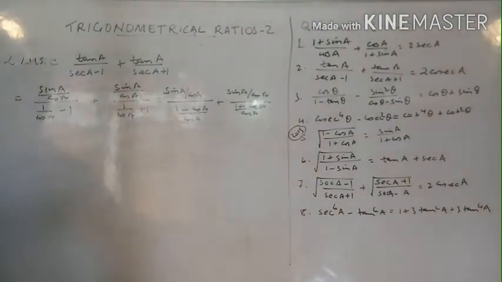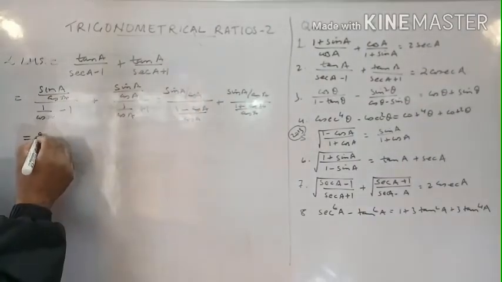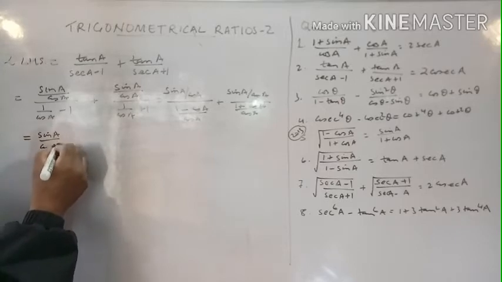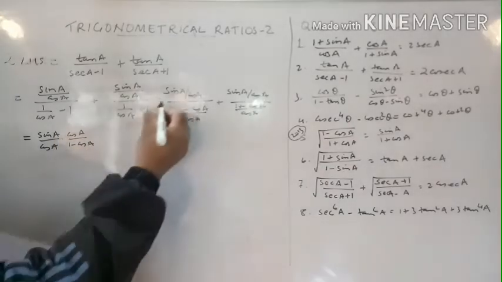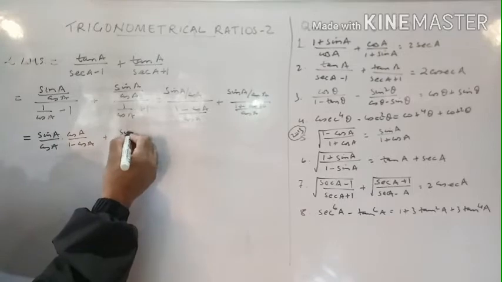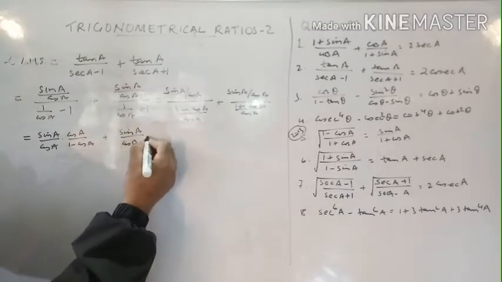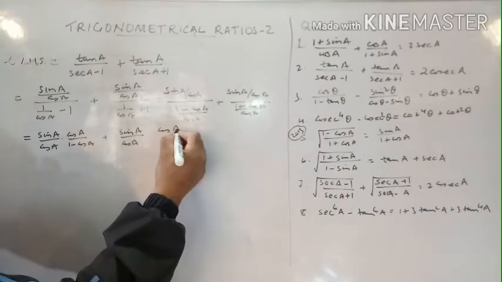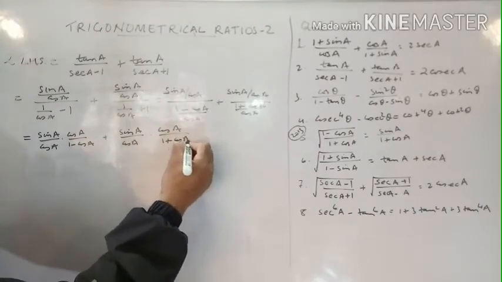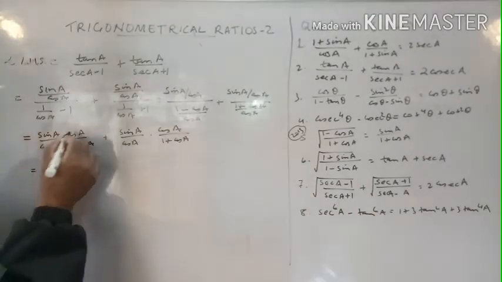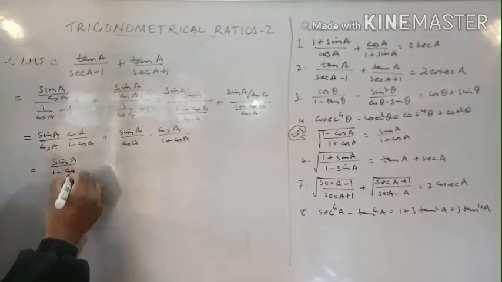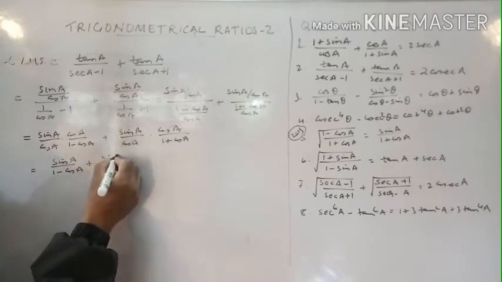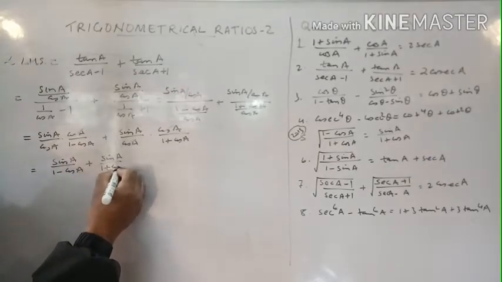So if you change division to multiplication, you get sin A by cos A into, this cos A goes up, cos A by (1 minus cos A), plus sin A by cos A into the reciprocal, cos A goes up, 1 plus cos A. Here cos A gets cancelled, here also cos A gets cancelled, so you get sin A by (1 minus cos A) plus sin A by (1 plus cos A).